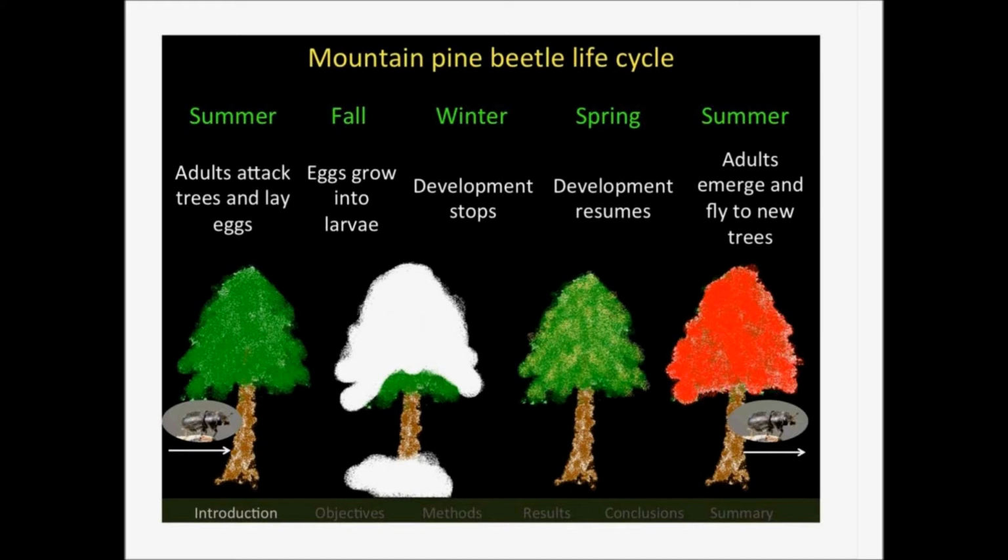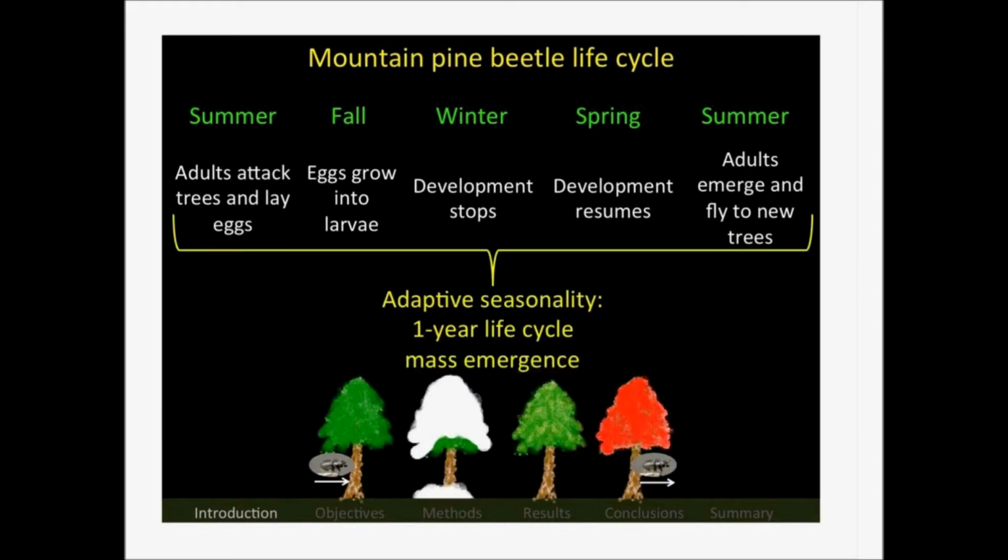Now, there are a couple places in this life cycle where climate plays a really important role. First, adaptive seasonality. This is for the beetles to have a one-year life cycle and to have a synchronous development such that there's a mass emergence of adults in late summer. This is known as adaptive seasonality. And this depends strictly on temperature. Their development rates, each life stage has an optimum temperature for development. And so this life cycle is controlled strictly by temperature.